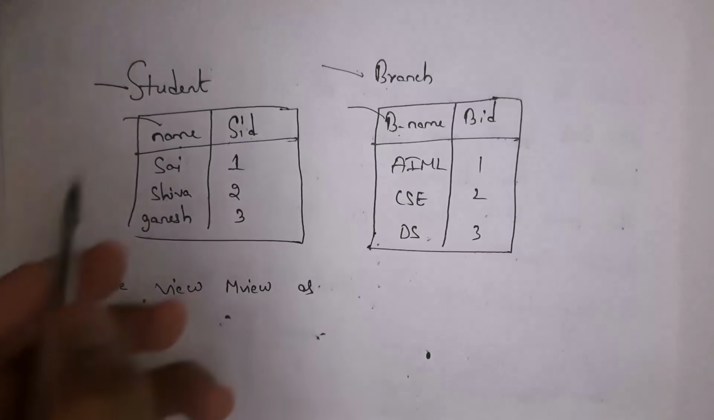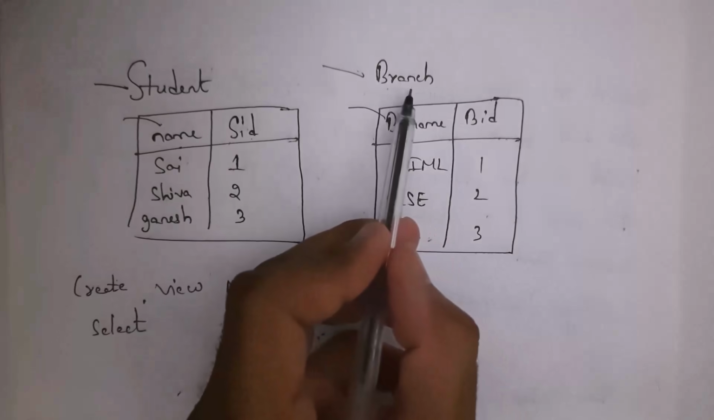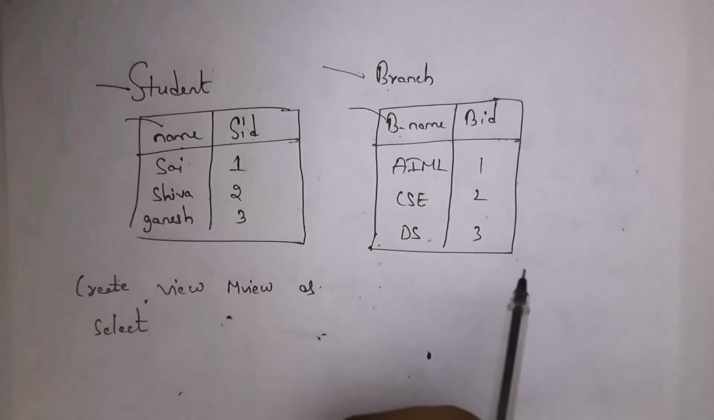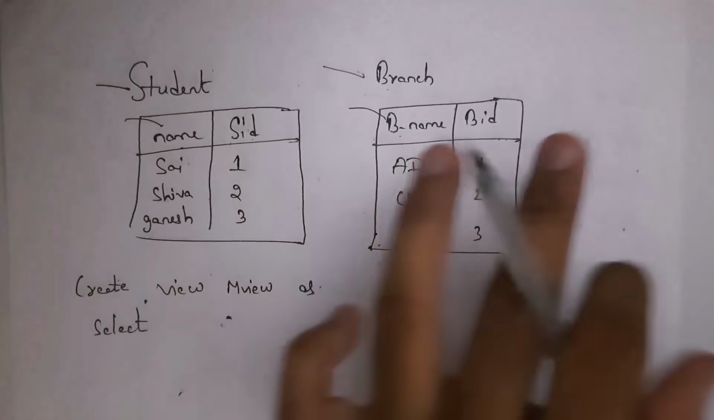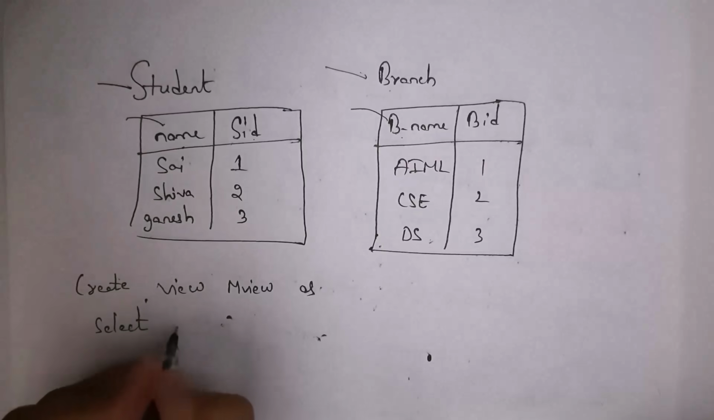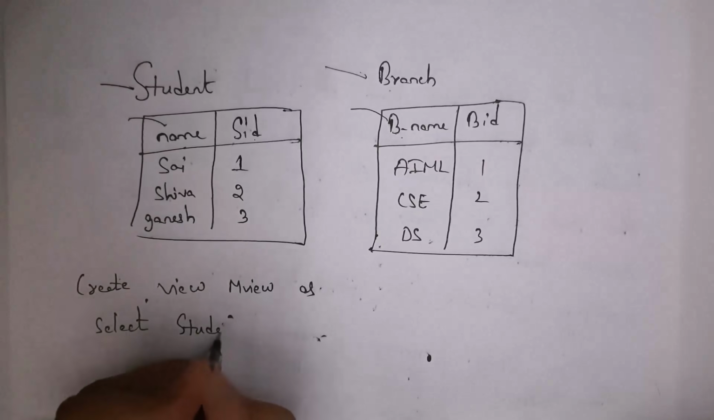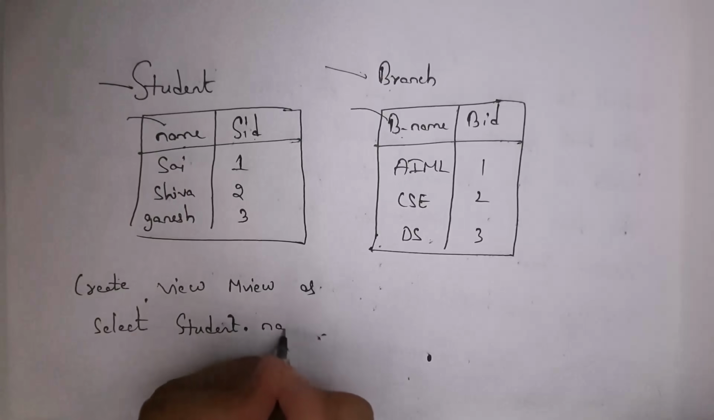If you observe the student table, for the SID column there are 1, 2, 3. Similarly, in the branch table for the BID column there are 1, 2, 3. So in order to create a view from multiple tables, there must be some matching data. I want to select the name column from the student table. So write here select student, which is the table name, dot column name.